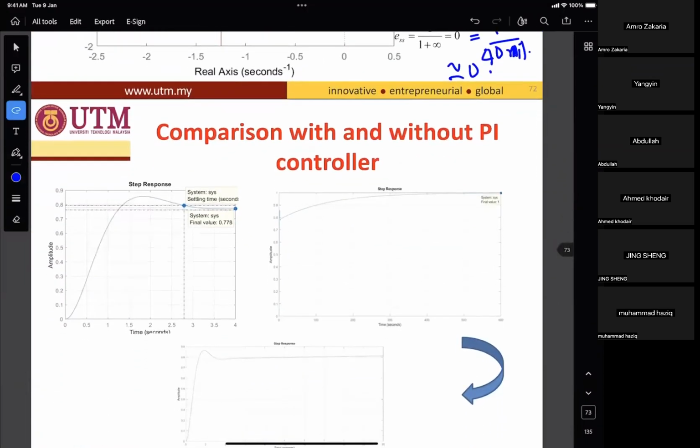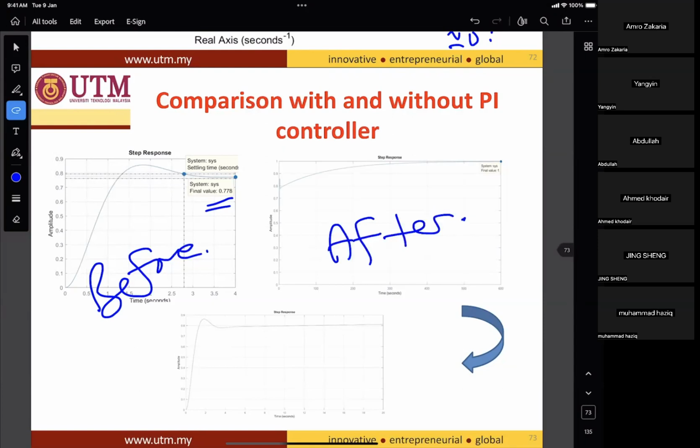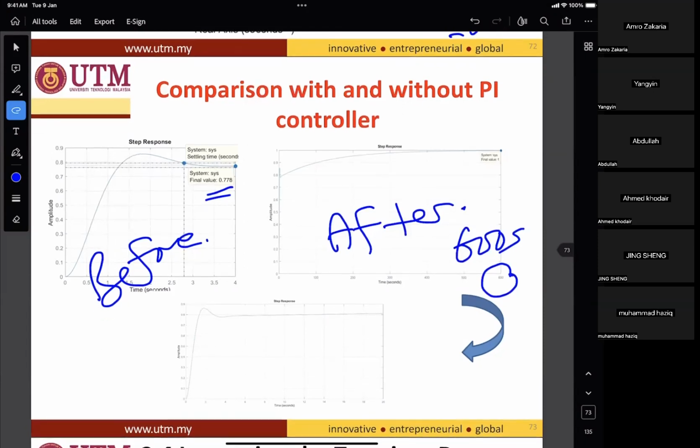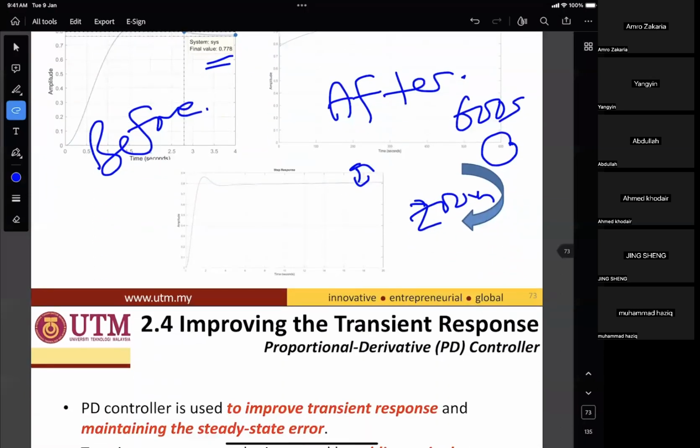So this is the scenario before compensation, with error. And then this one is after the PI controller. After 600 seconds, the response will settle at 0 steady state error. This is the zoom. Zoom in to see that there's still error at this time, but it takes time in order to get 0 steady state error.